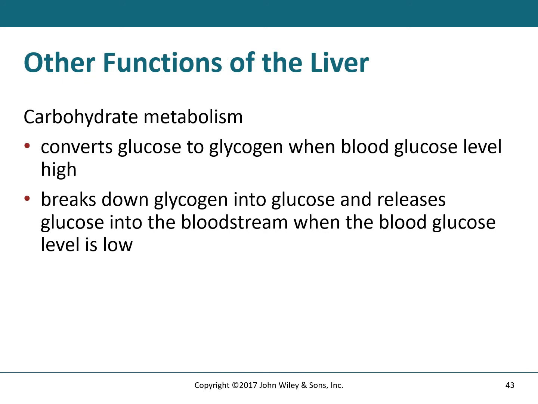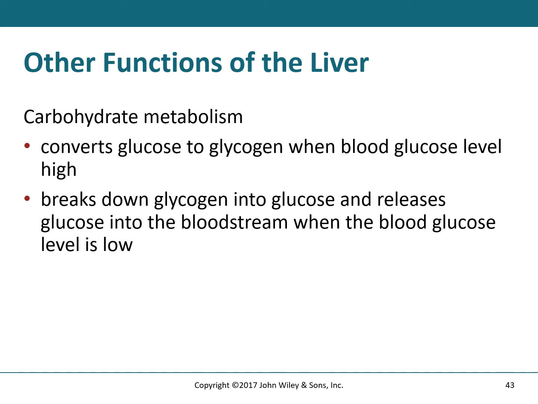The liver does have other functions. For example, with carbohydrate metabolism, it's going to convert glucose to glycogen in order to store high amounts of sugar when blood glucose levels are high. And it also breaks down glycogen into glucose. So when blood glucose levels drop, then it's going to break down glycogen to produce more glucose to be released into the bloodstream.